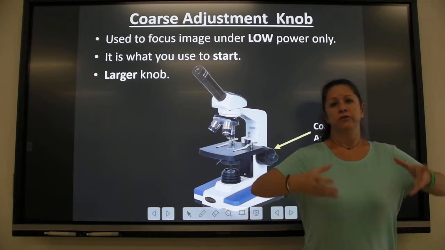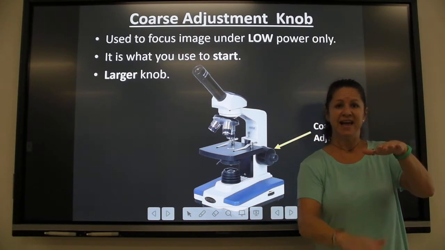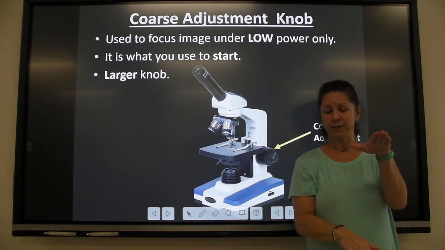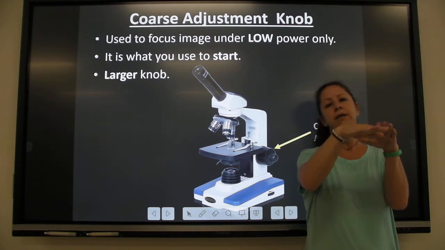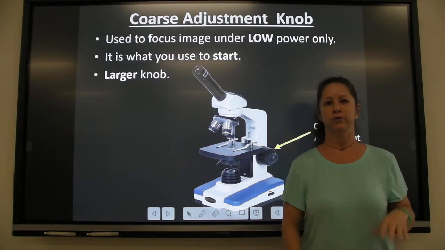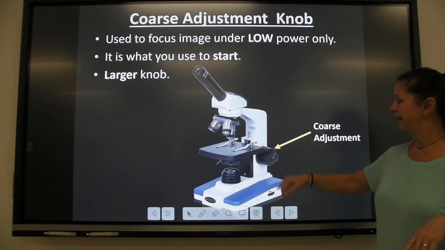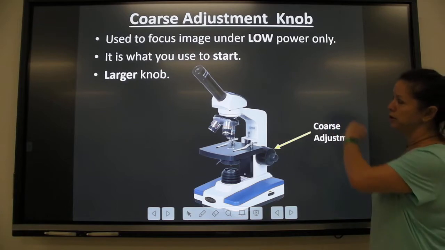All right, you're going to use that. When you turn that big knob, you're going to be able to see the stage move up and down. That's how you're going to find the specimen. You always want to start at the bottom and move it up towards your lenses, and then suddenly, whoop, there's going to be your specimen. It's going to pop into view as you use your coarse adjustment. Okay, so that's what you're going to use to find what you're looking for, so you always use that to start.